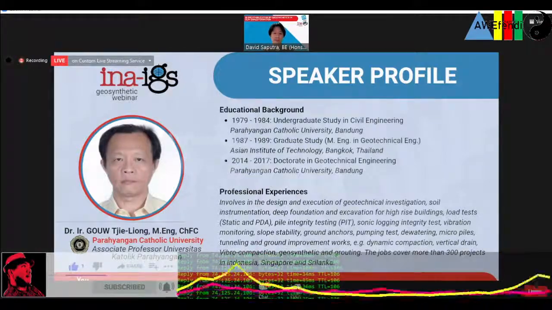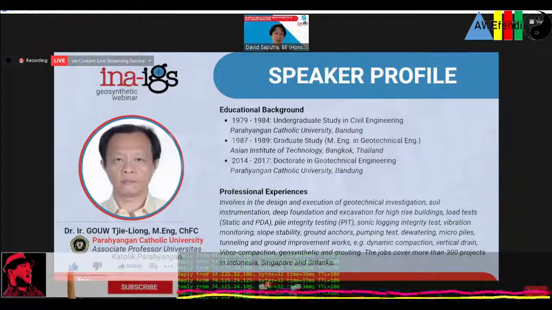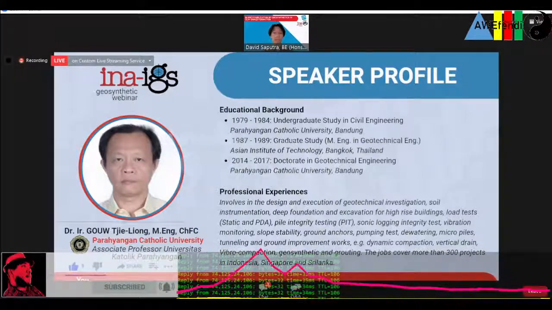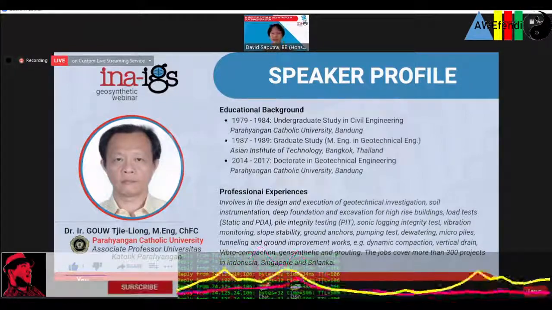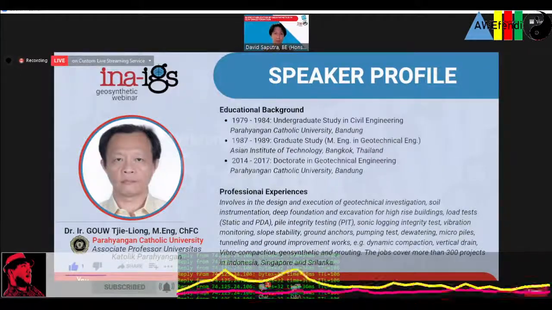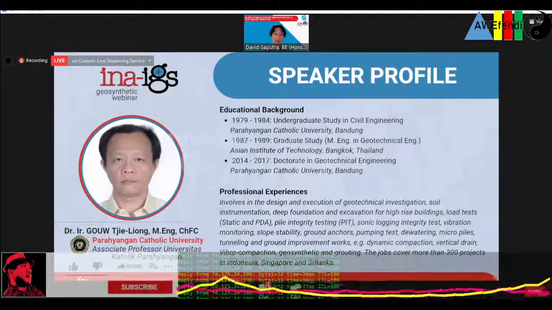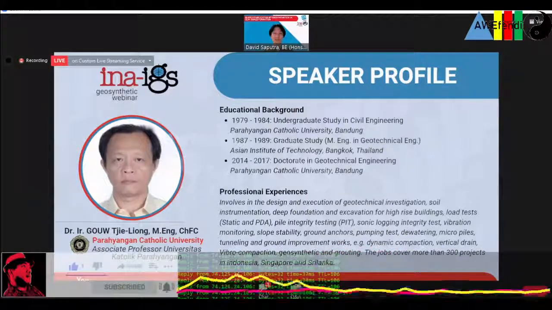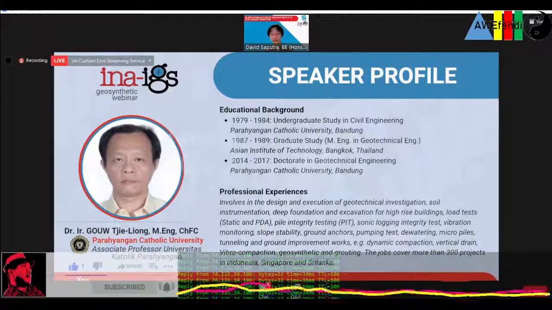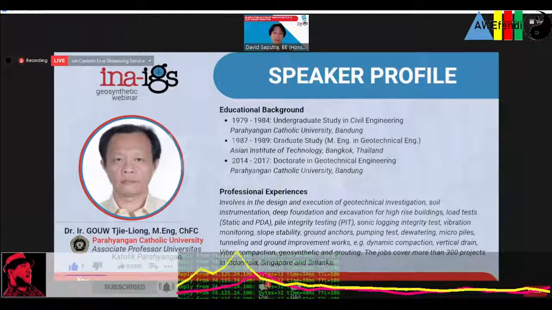He's been involved in the design and execution of a lot of geotechnical investigation, soil instrumentation, deep foundation excavation for high-rise buildings, load tests, pile integrity testing, and everything. So he has done a lot of work there. He has also written a lot of papers, about 93 technical or journal papers in geotechnical engineering, and 23 geotechnical project articles in KON STR.